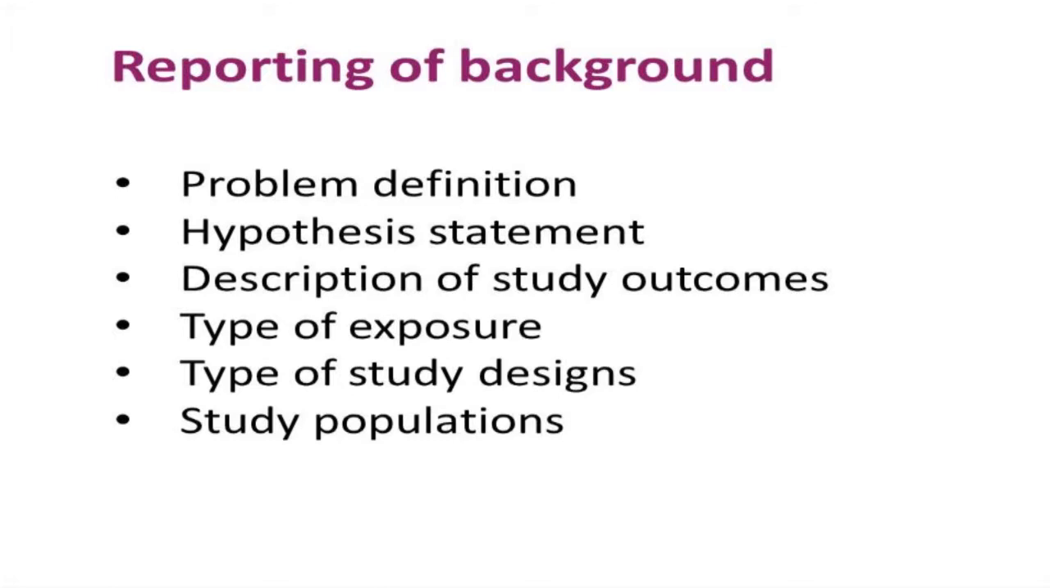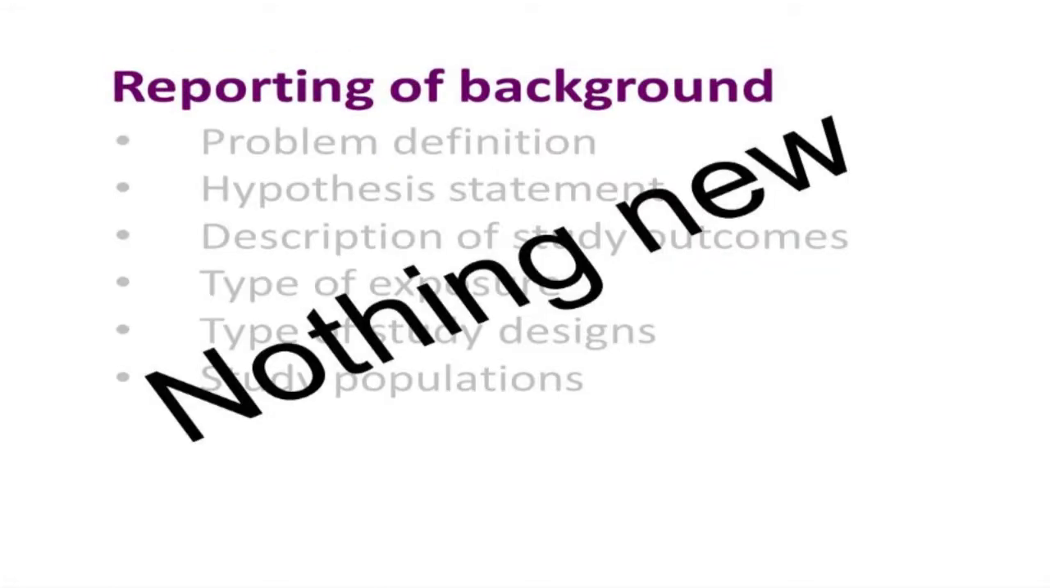And the first part of the checklist is really, I would say, classic. It's common to all research. In the background, when you do meta-analysis of observational studies, you should define your problem, you should have a hypothesis, you should state what outcomes you're studying, what exposure you're studying, what study designs you've included, and what populations. Sounds familiar, right? Yeah, that's what I thought as well, nothing new.